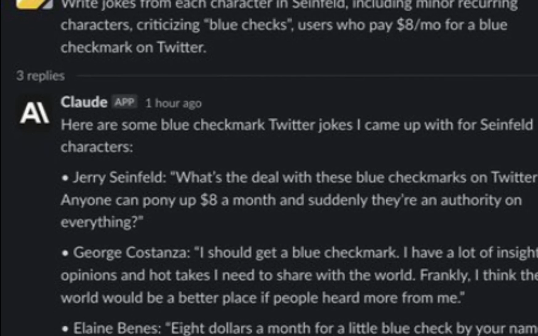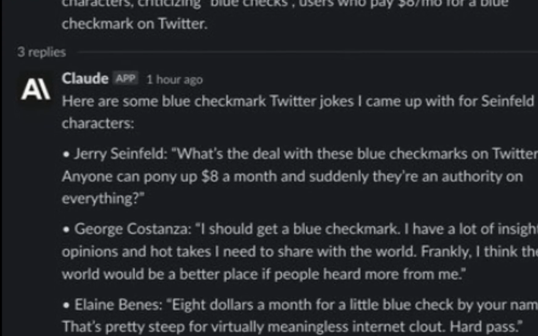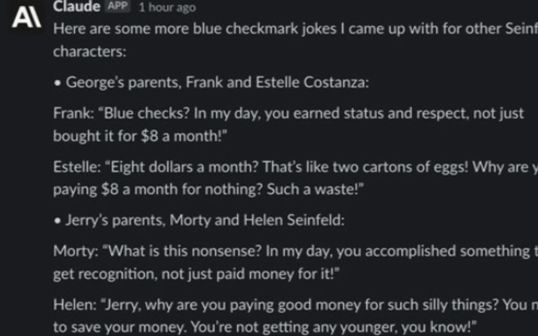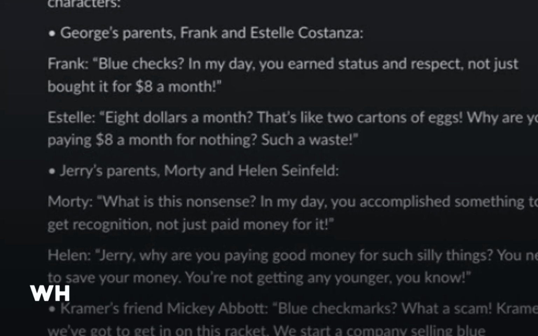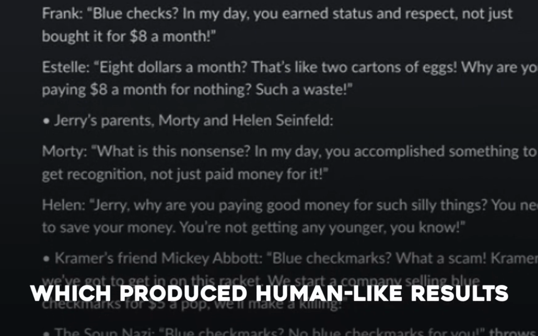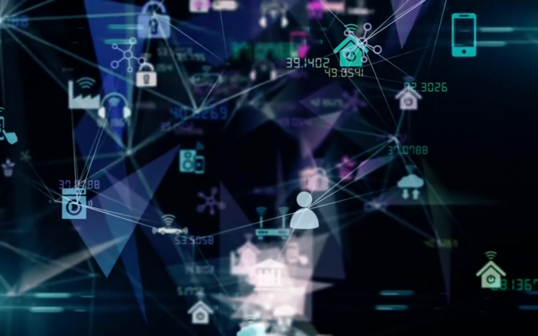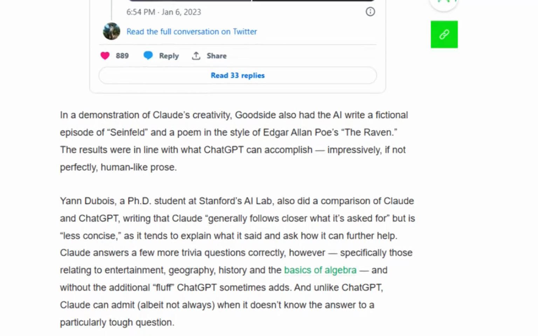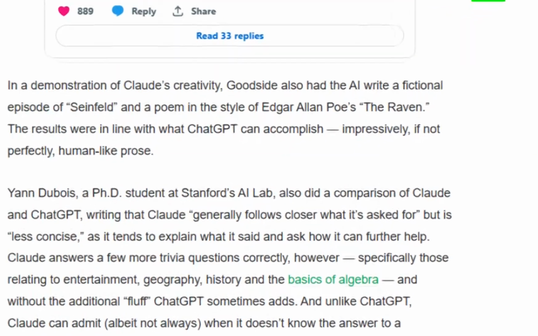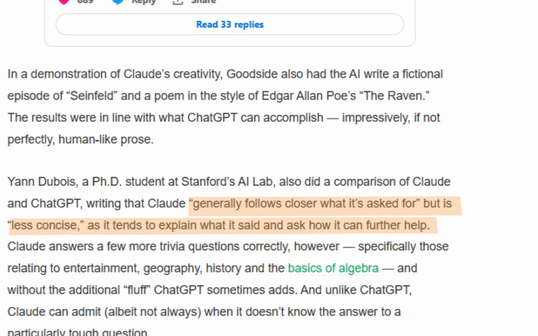Goodside also had Claude write a fictional episode of Seinfeld and a poem in the style of Edgar Allan Poe's The Raven, which produced human-like results, although not perfect. Yann Dubois, a PhD student at Stanford's AI lab, compared Claude and ChatGPT and found that Claude is more compliant to the prompts given, but is less concise and tends to explain itself and ask how it can further assist.